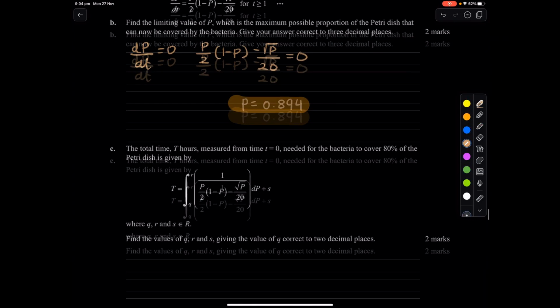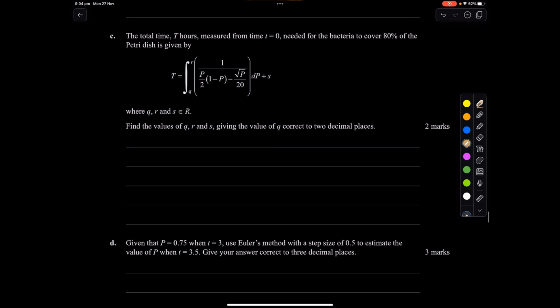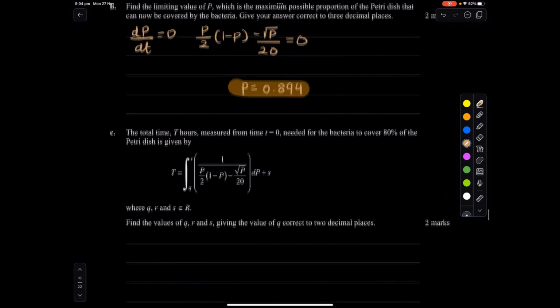Okay, next question. The total time T hours, measured from time t equals 0, needed for the bacteria to cover 80% of the petri dish is given by this, where Q, R, and S are real numbers. Find the value of Q, R, S, given the value of Q corrected to 2 decimal places. So what have I done here?